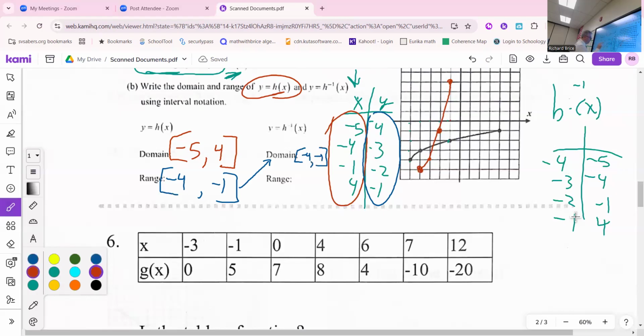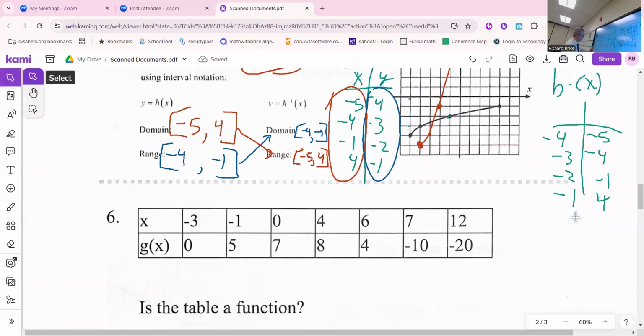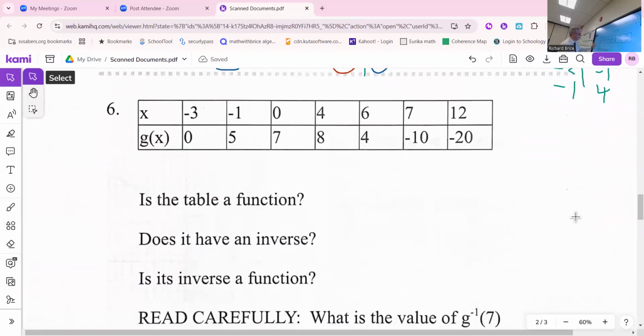And you just write down whatever you wrote down there. That tells me that you know that inverses change the domain and range. And that's what we're testing for. Do you know that the inverses just change the domain and range?